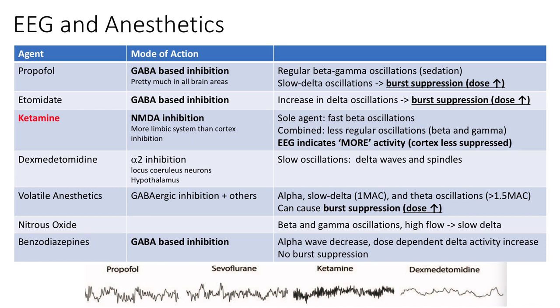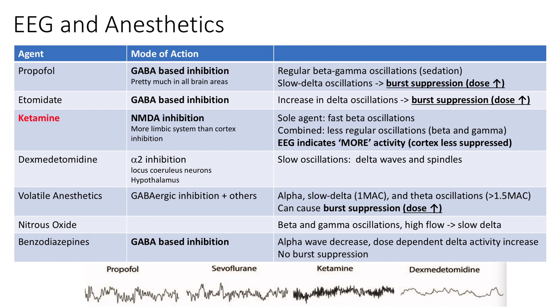The mode of action of ketamine is NMDA inhibition, and those receptors are more represented in the limbic system than in the cortex. So as a sole agent, the EEG pattern you associate with ketamine is fast beta oscillations. And then as ketamine is combined with other medications, benzodiazepine, propofol, you get less regular oscillations, more in the gamma and beta pattern, but it looks like the EEG indicates more activity, less suppression of the cortex.